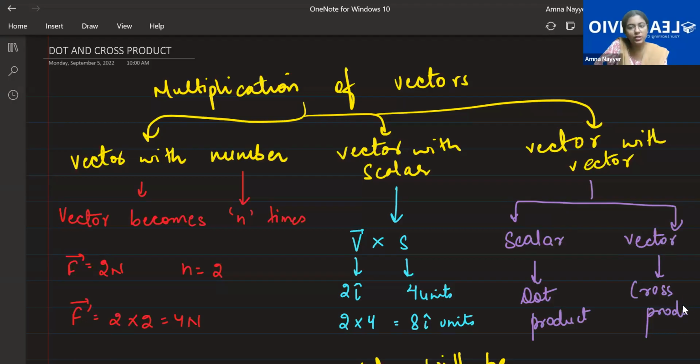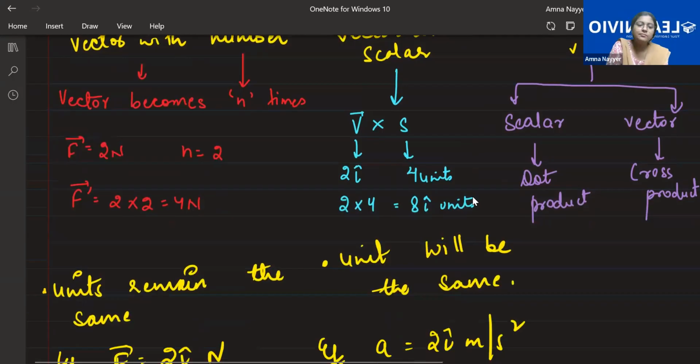Because this is something new which we need to study out of this whole chart. Multiplication you will all be able to do. Putting the units and all these vector signs you will be able to do. But dot product is something different, cross product is something different, that you would not be able to do. So we have to study dot product and cross product. I'll start first with the dot product.